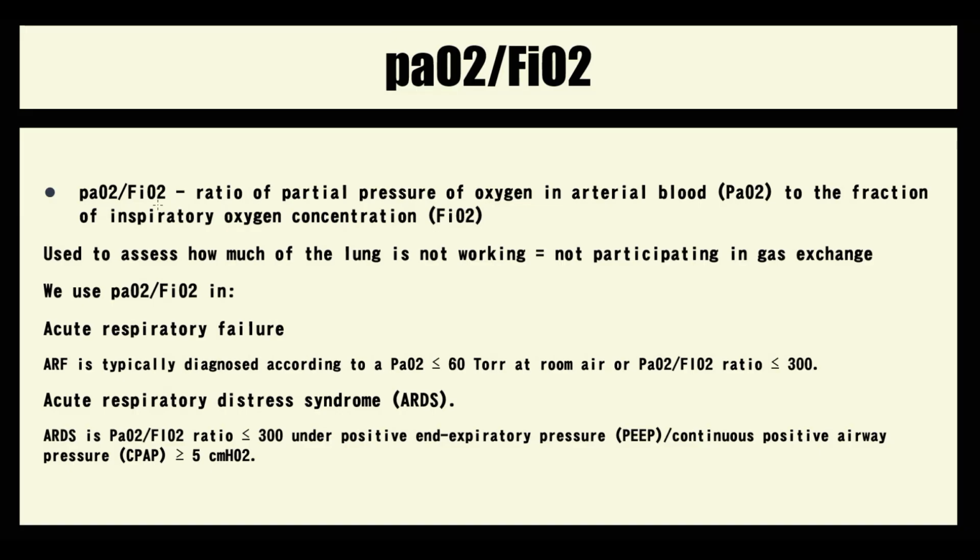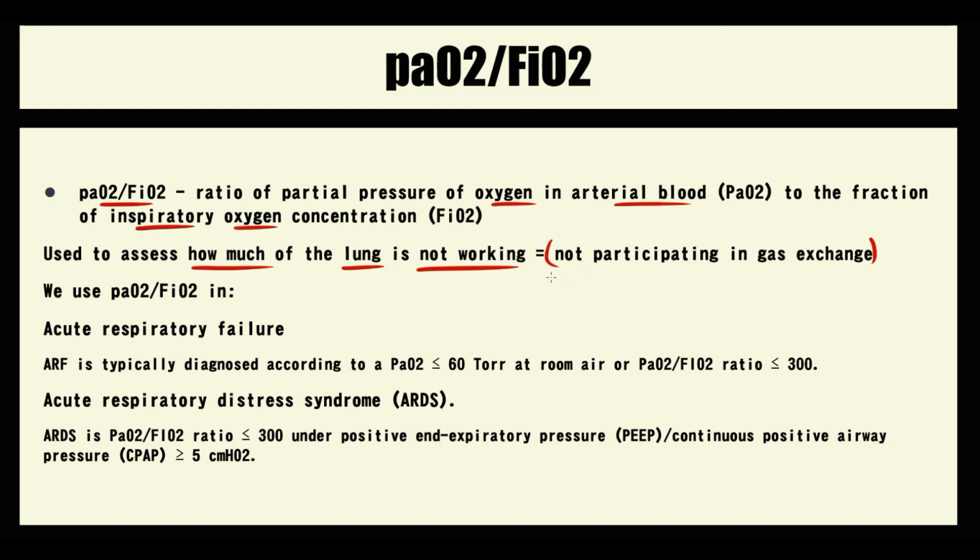The ratio of partial pressure of oxygen in arterial blood to the fraction of inspired oxygen concentration is an indicator of pulmonary shunt fraction. Basically, this ratio helps us to determine how much of the lungs is not working. Or we can say we determine the part of the lungs which is participating in gas exchange, and by this we can suppose how badly the lungs are injured.